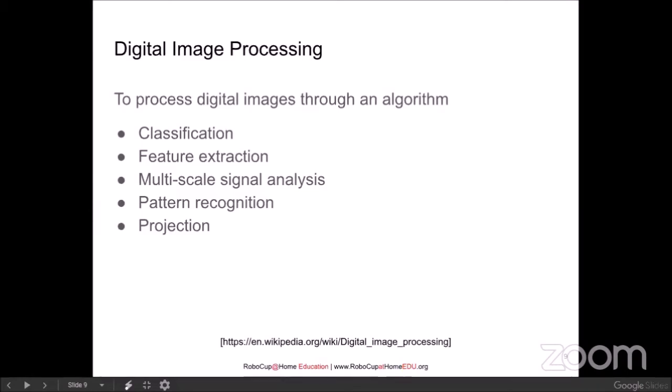Digital image processing is to process digital images through an algorithm. You can use any algorithm to process your image to get certain data. This is image processing in general, and a lot of tasks can be accomplished by it. For example, you can do classification, in many forms. As a very basic one, you can classify different colors, and eventually you can classify different objects and so on.